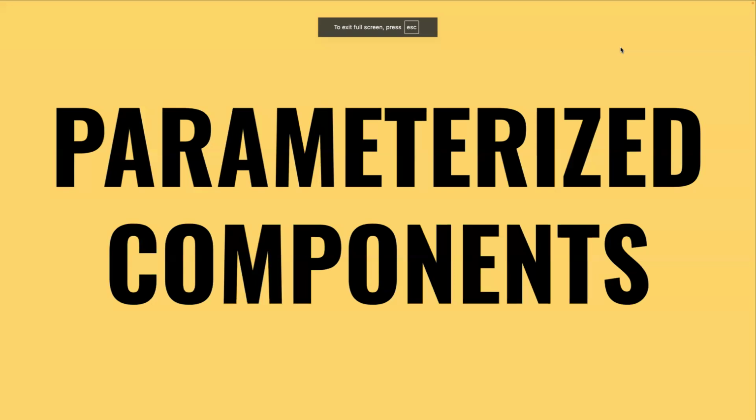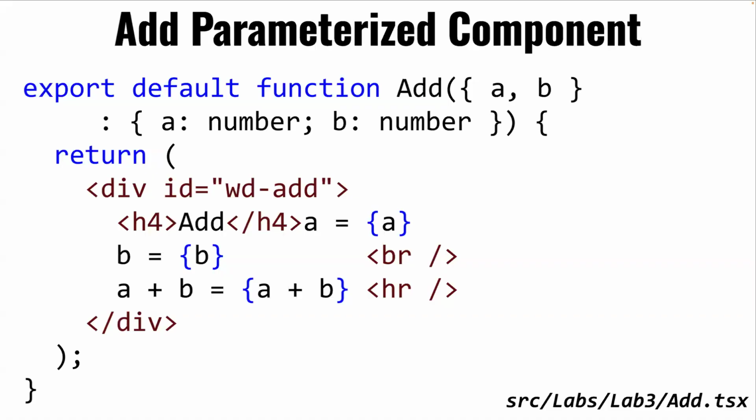All right, so let's talk about parameterized components, meaning we want to be able to create components that can take arguments. For instance, it could be a component as simple as this add component that can take two arguments, A and B, and then use those arguments to display some user interface that is dynamic, that is different depending on the arguments that you pass.